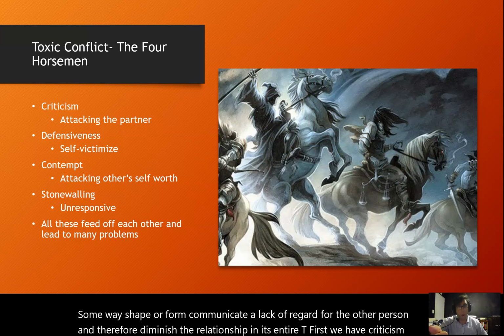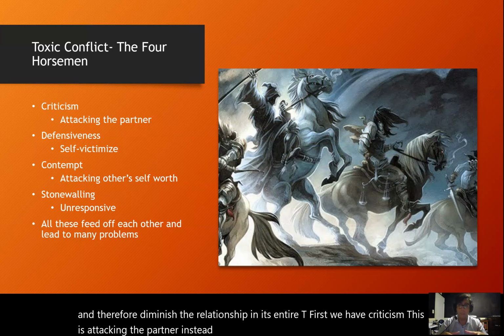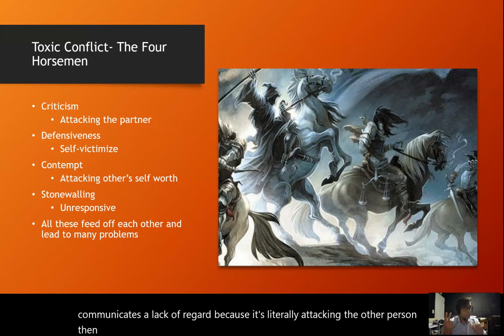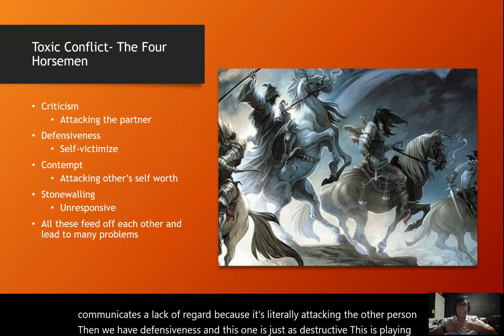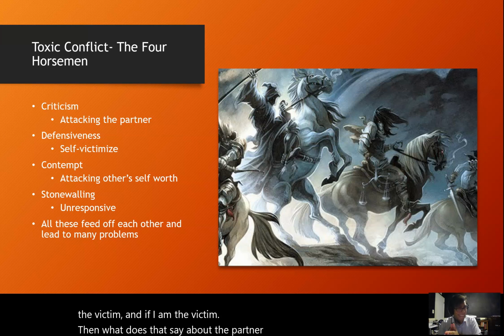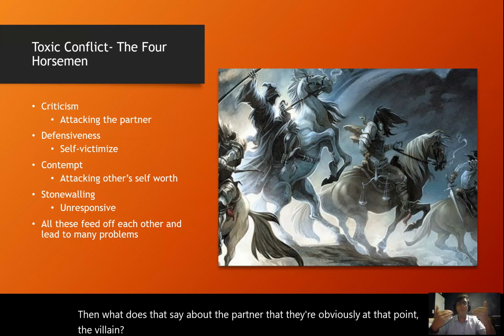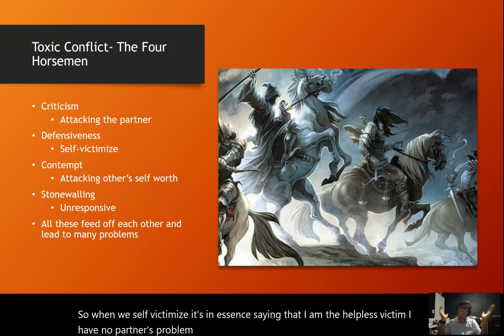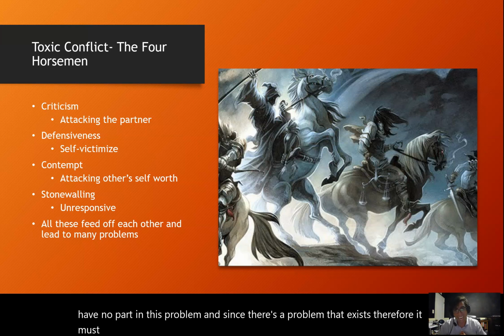First, we have criticism. This is attacking the partner instead of dealing with the problem. This obviously communicates a lack of regard because it's literally attacking the other person. Then we have defensiveness, and this one is just as destructive. This is playing the victim. And if I am the victim, then what does that say about the partner? That they are obviously at that point the villain. So, when we self victimize, it's in essence saying that I am the helpless victim. I have no part in this problem. And since there's a problem that exists, therefore it must be you who is entirely the problem. So, we want to avoid that.